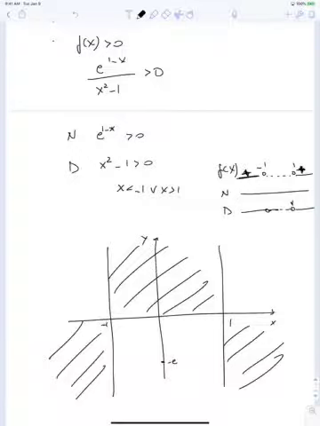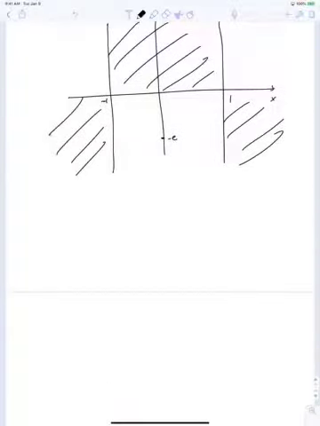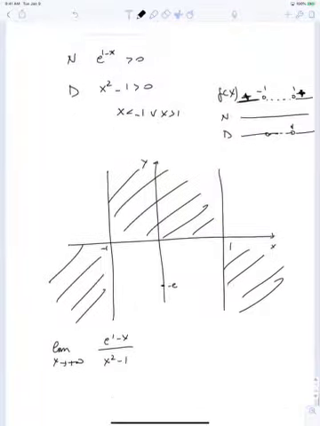We can study the limits. So here we can study the limit for x that goes to plus infinity of e power 1 minus x divided by x squared minus 1.